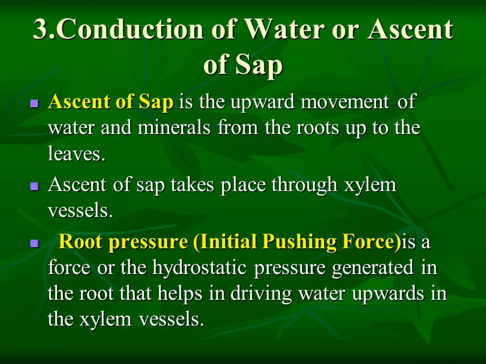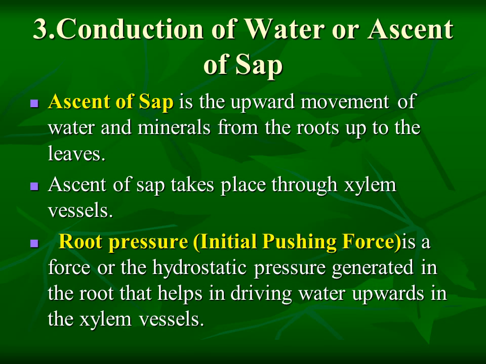Next, coming to the third level of transport, that is conduction of water or ascent of sap. Now, it is also known as long distance transport. Why? Because the water and the sap is being transported from the roots all the way to the tips of the leaves, to the aerial parts of the plants. So, this is known as long distance transport.